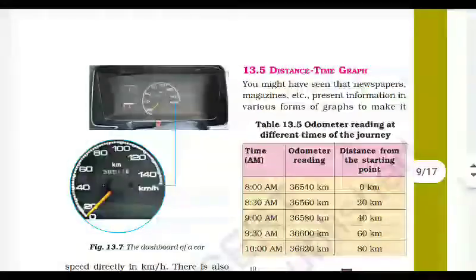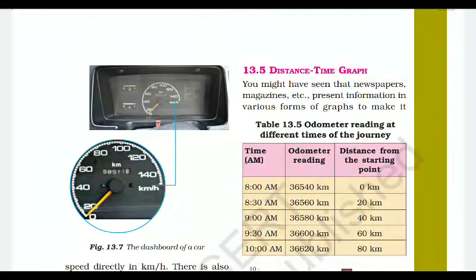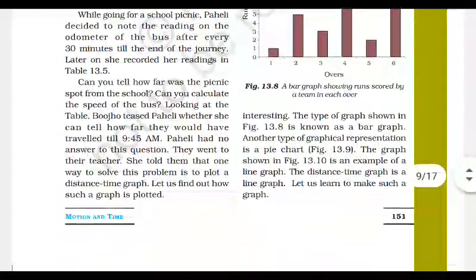A distance-time graph is a way of describing the data in a graphical format. You might have seen that newspapers, magazines, etc. present information in various forms of graphs. The type of graph shown in Figure 13.8 is known as a bar graph. Another type of graphical representation is a pie chart, and the graph shown in Figure 13.8 is an example of a line graph. The distance-time graph is a line graph. Let us learn to make such a graph.